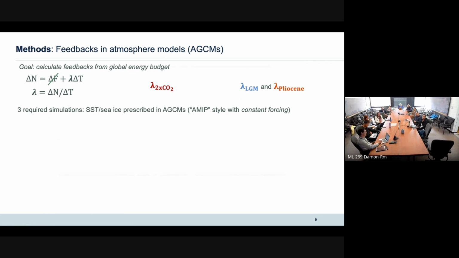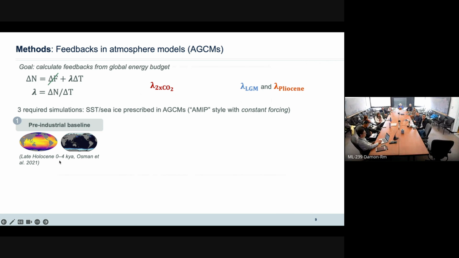And we do that using 3 different kinds of simulations. So we can calculate a feedback from the CO2 doubling that's only from changing the SST pattern, and then a feedback for the LGM and the Pliocene that's also only from changing the sea surface temperature and sea ice patterns.